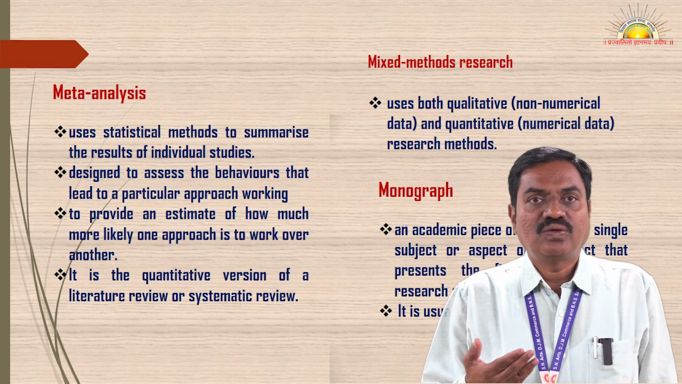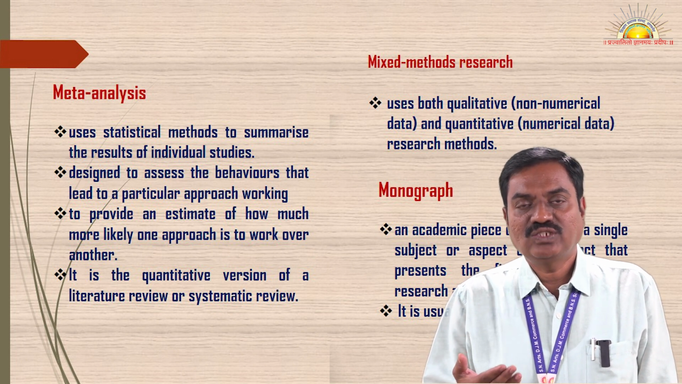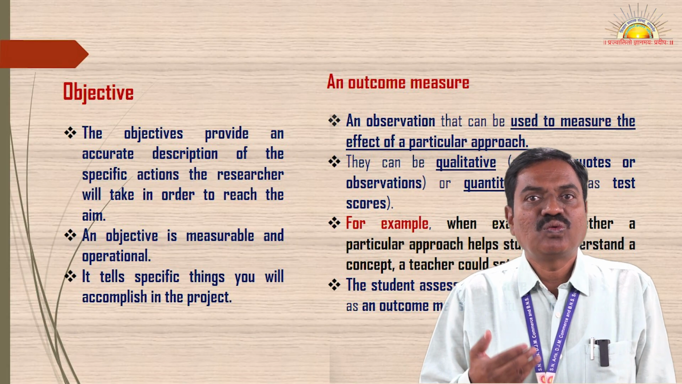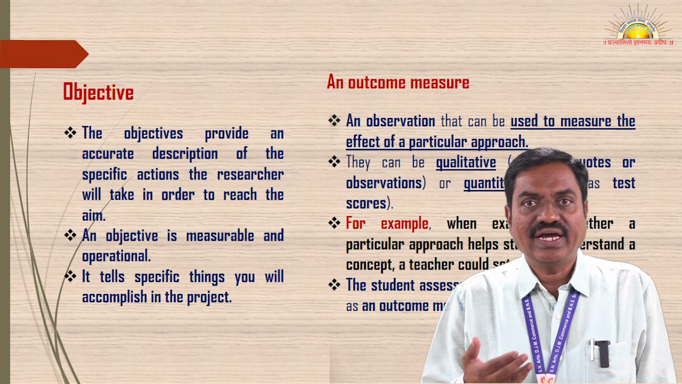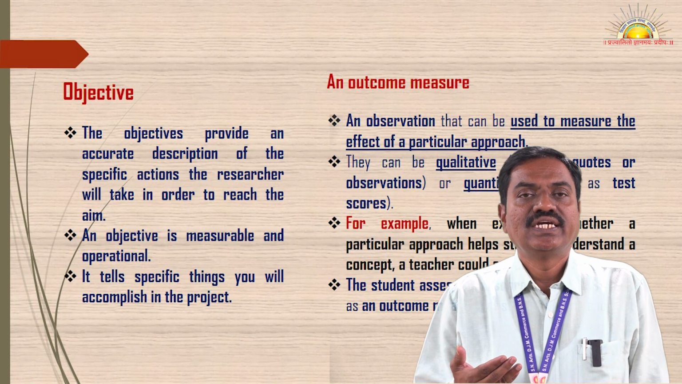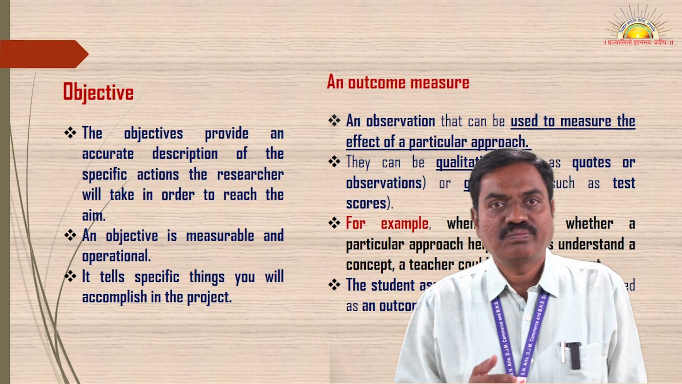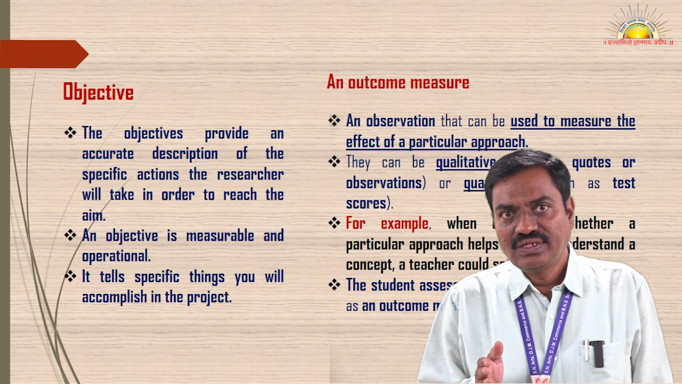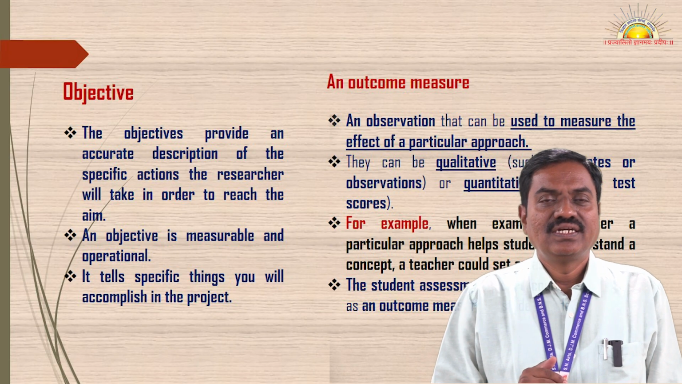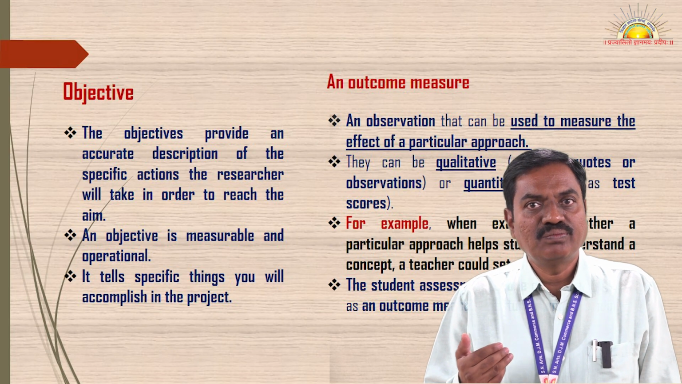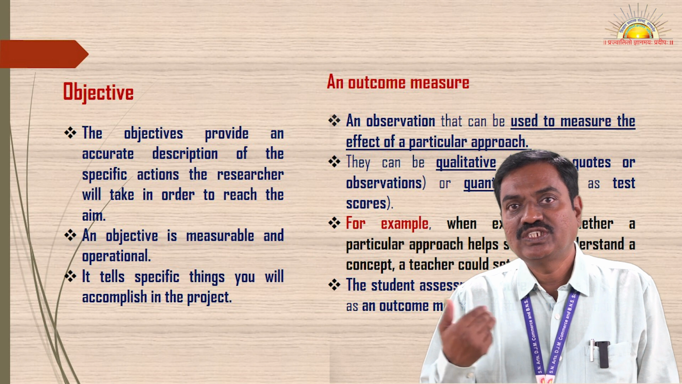Now we will talk about the next term, that is objective. The objectives provide an accurate description of the specific actions the researcher will take in order to reach the aim. An objective is measurable and operational. It tells specific things the researcher will accomplish in the research project.